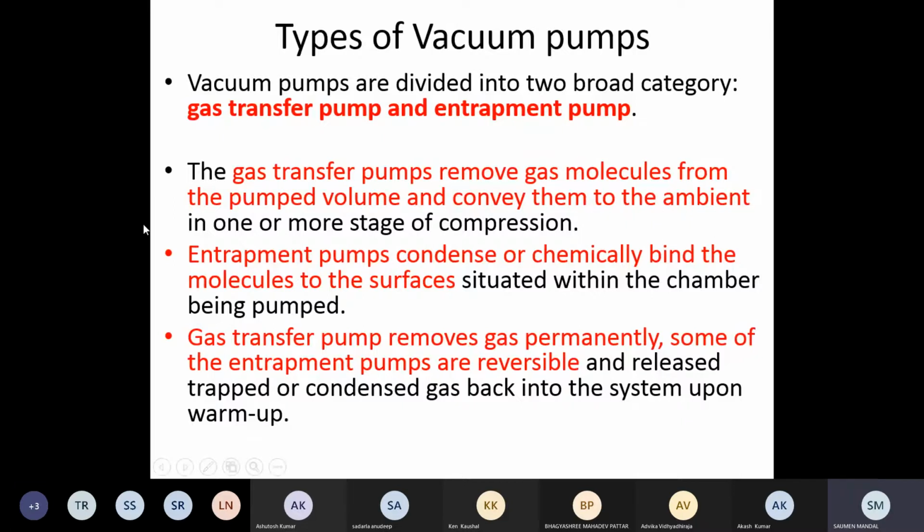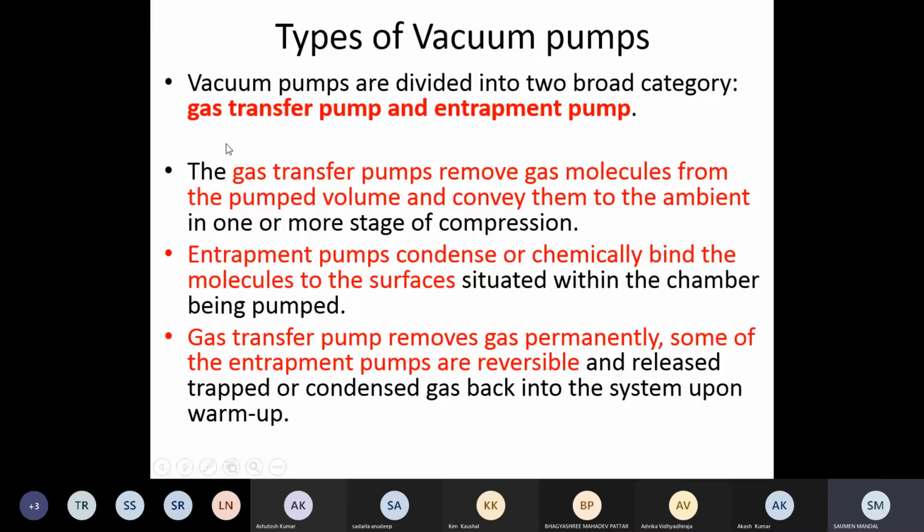Now, an entrapment pump condenses or chemically binds molecules on the surface. So it may condense, or it may chemically bind the molecules to the surface. Please keep that in mind, and this is situated within the chamber. Now the question is whether we need both. Yes, because we need the gas transfer pump and also the entrapment pump.